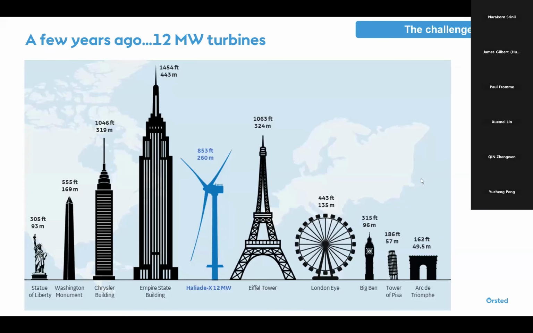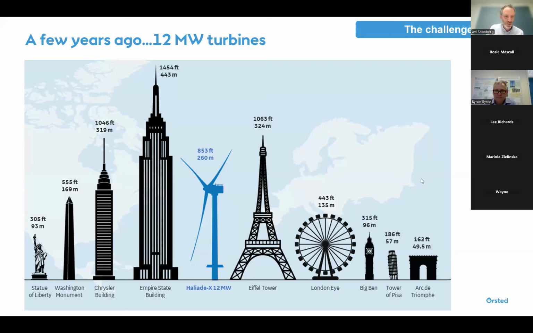So what does this look like? A few years ago, this was a 12 megawatt turbine, and here's the GE Haliade-X 12 megawatt put up against some other well-known structures from around the world. You can see the Eiffel Tower dwarfs the London Eye, and these new turbines dwarf the Eiffel Tower. And this was already a few years ago. At the time, we thought these were massive.